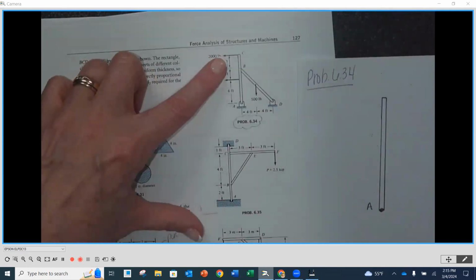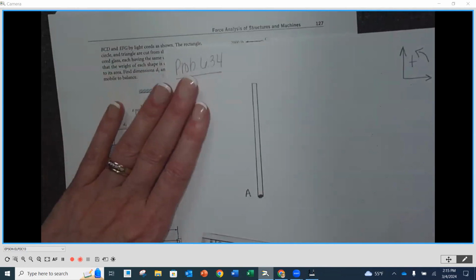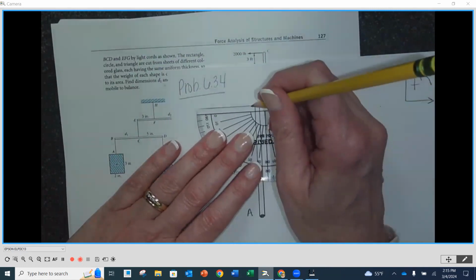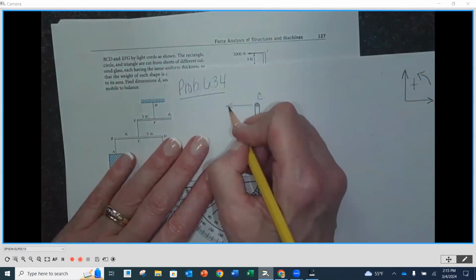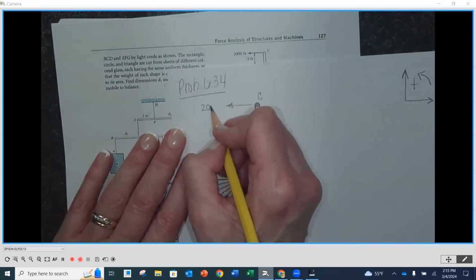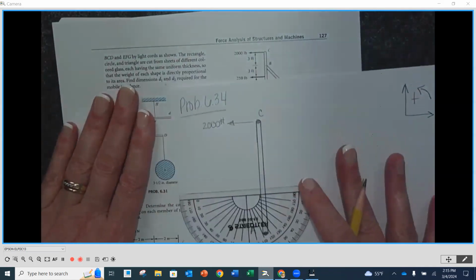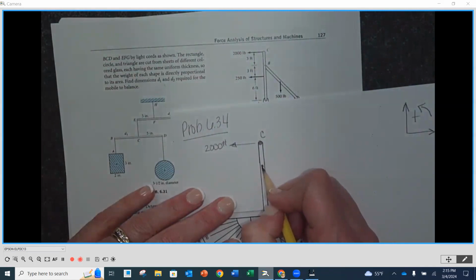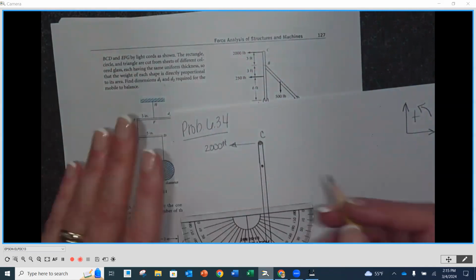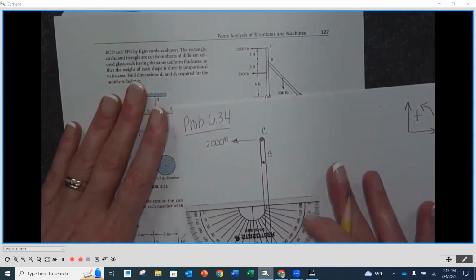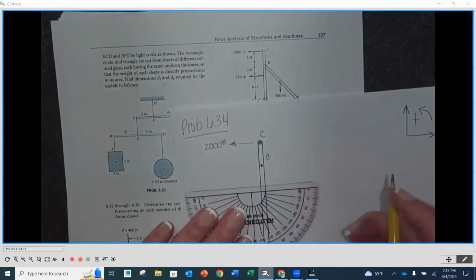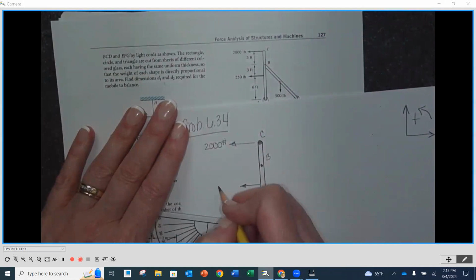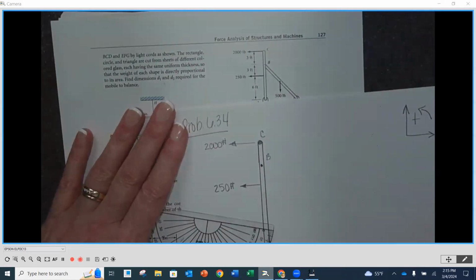Just going to look here. C is the very top, and we have a force of 1,000 pounds, and that's going to be 2,000 pounds. And then we've got a pin connection at B. I'm just going to show that, and that's an internal pin. Internal pin connection at B. And then we've got another force here. This is going to be 250 pounds, shorter, right there.